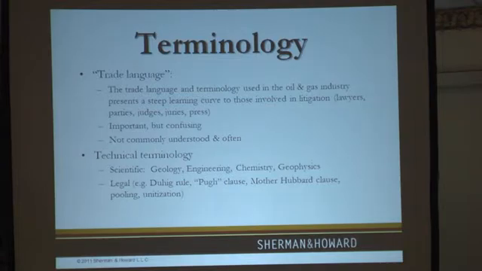There's also a lot of specialized legal terms, which we heard a lot of this morning, like the Duhig Rule, the Q Clause, Mother Hubbard Clause, pooling and unitization. I don't think we talked about the Mother Hubbard Clause this morning, but if someone leases a tract of land that maybe is bordered by a river, and that river moves, the lease basically says that that additional land is added back to the lease.